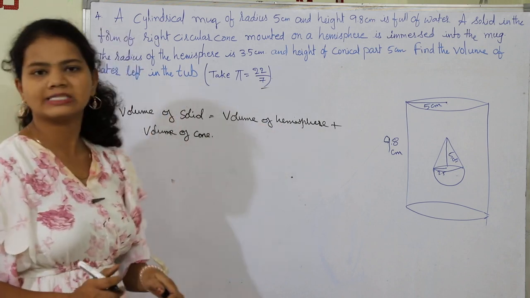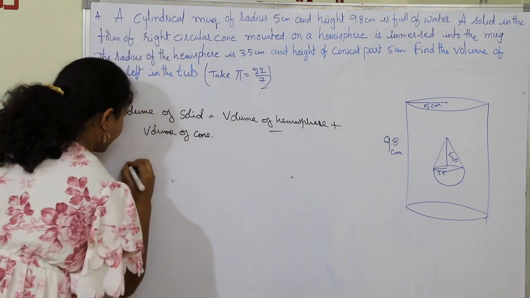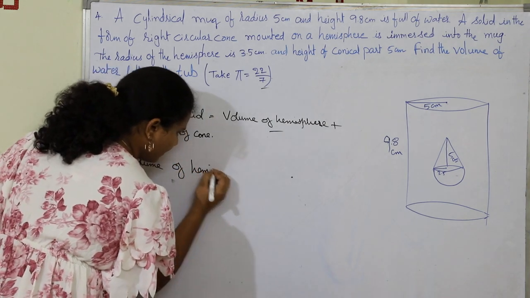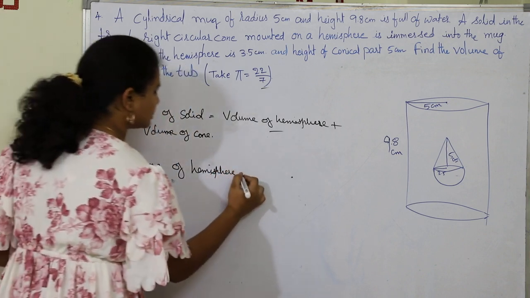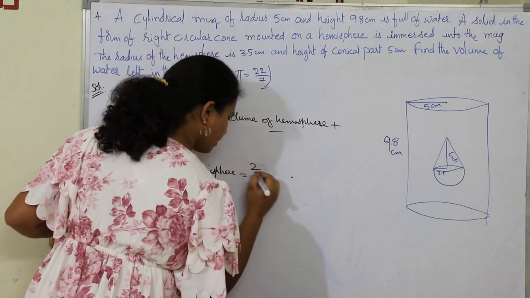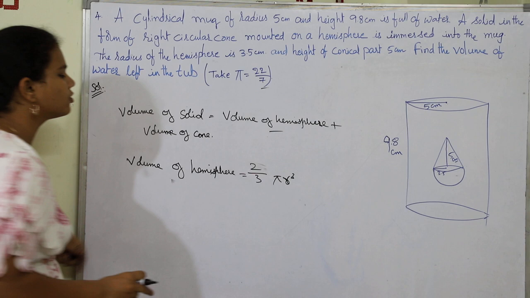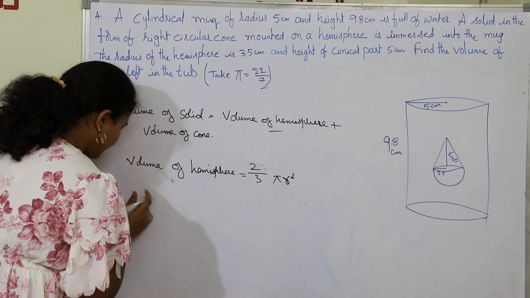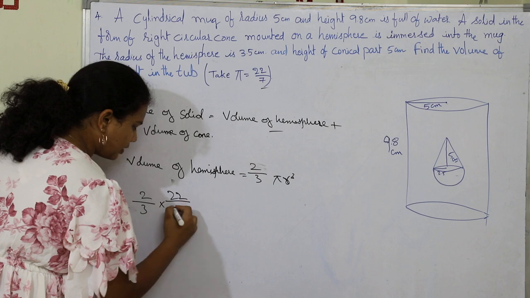Okay, now let's find the volume of hemisphere. So let me write down the volume of hemisphere. The formula is volume of hemisphere equals 2 by 3 pi r cube. Right? So the formula will be 2 by 3 pi r cube. Let me write 2 by 3 over here, pi value 22 by 7, into r cube.